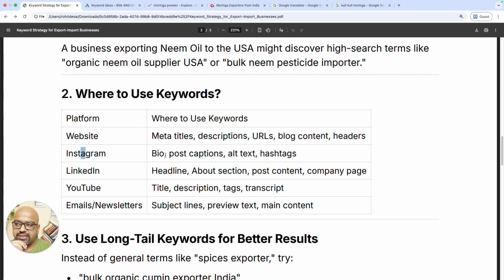On your Instagram bio, you need to use all the keywords that you want to be ranked for. If it's Moringa powder that you're dealing in, write Moringa powder straight away in your bio. Then your post captions. Then your alt text. When you're posting something on Instagram, you go for next, and there you have an alt text when you describe. So please mention the hashtag there. And then obviously hashtags should be in your captions.